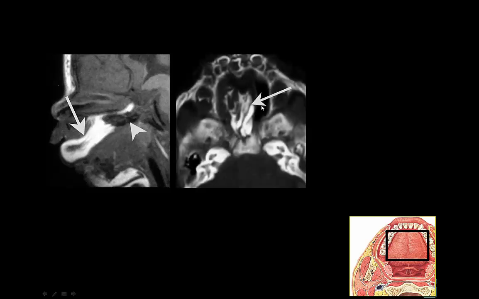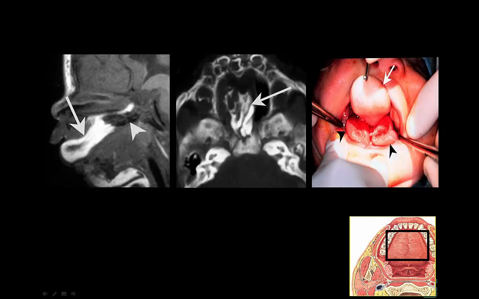Here's an example of a newborn child. We see a fat-containing structure. We do a CT scan. We see diffuse calcification. So fat and calcification equals teratoma, exactly right. And there is a teratoma that was removed at resection.